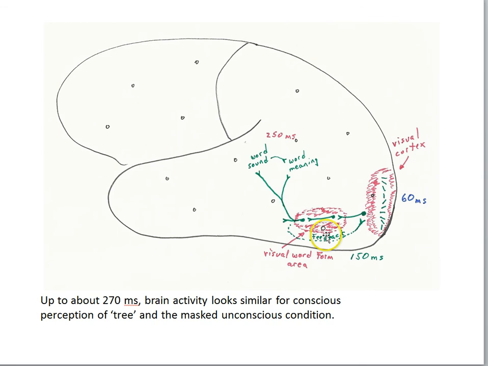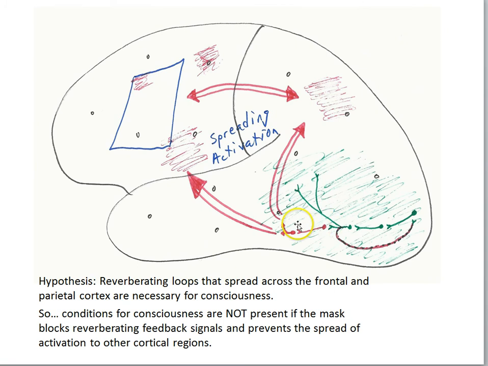So for Dehaene, he argues that what the brain is doing for the conscious and the unconscious condition is fairly similar. So the brain activity is going to look similar for the conscious condition and the unconscious condition for the first quarter of a second. However, if the word tree is going to emerge into consciousness, we get this spreading activation. So here we have the visual system. The information about the tree is going to spread up into the frontal cortex, and we can think of this as entering the working memory system, and in addition to parietal cortex area.